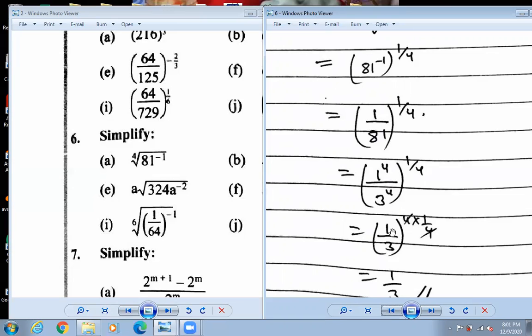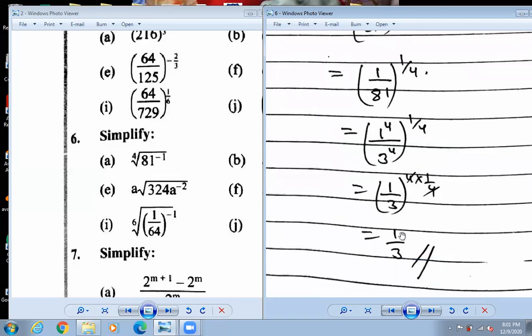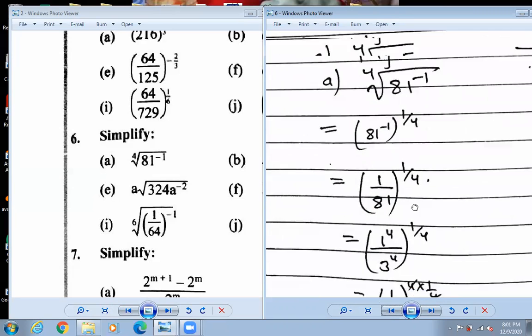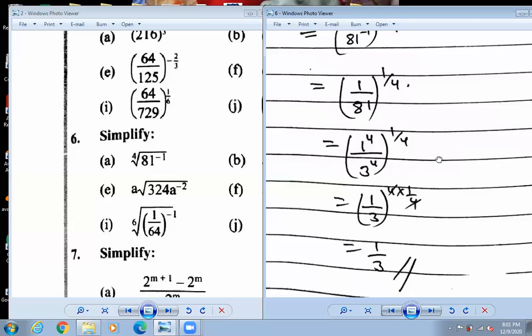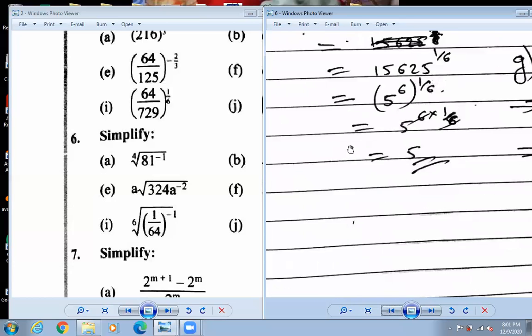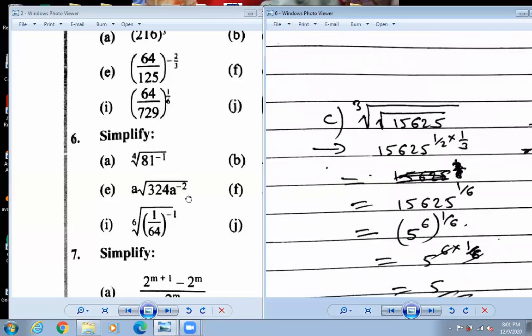Okay, four of four common linear, so 1 by 3 power 4 and into 1 by 4. So 4 and 4 will be cancelled. Then 1 by 3 is going to be a beautiful answer. So this is all about question number A. If you have not completed, pause the video. Then after that, let us go to number C.